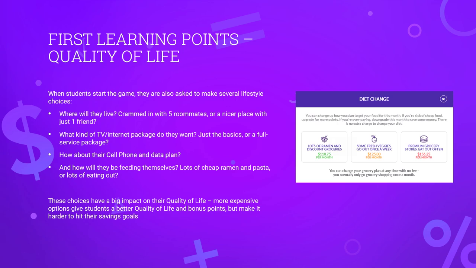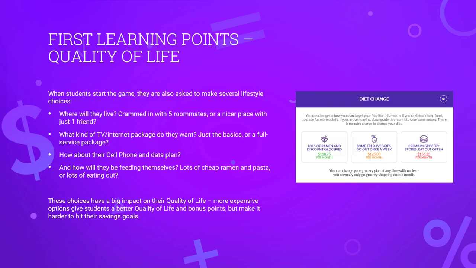And last, when students start the game, they're going to have a few different options for their regular recurring expenses. So where are they going to live? Are they going to live in a cramped place with 5 roommates, or in a nicer 2-bedroom apartment with one friend and share the rent? What kind of TV package, cell phone plan? What kind of food plan are they doing? Choosing these expenses is a direct trade-off between how easy you want to be on your budget and how much you want to focus on your quality of life.